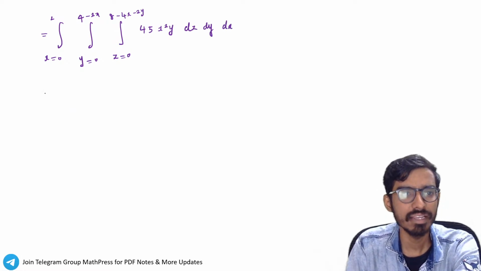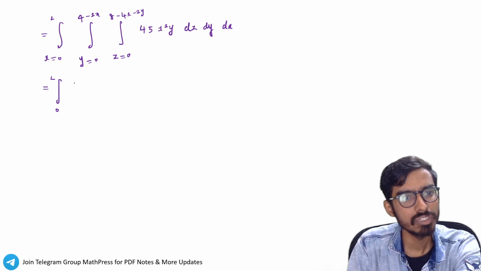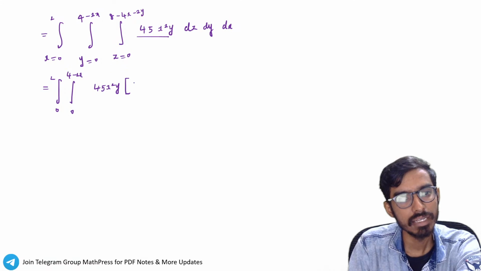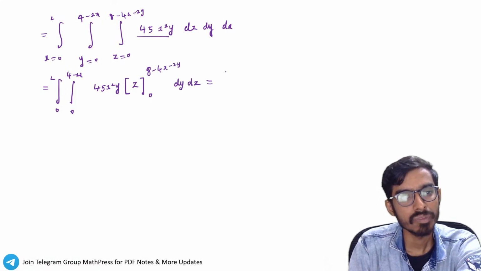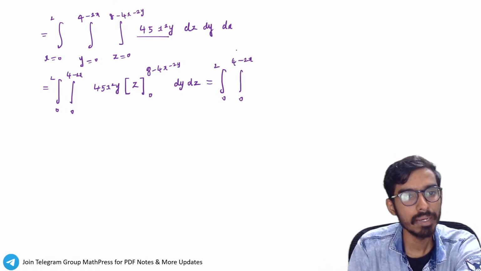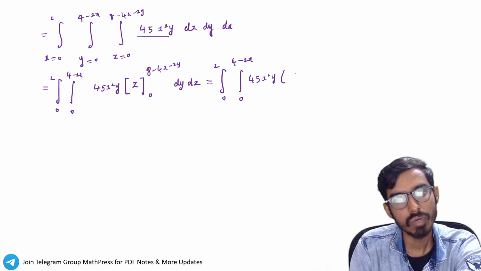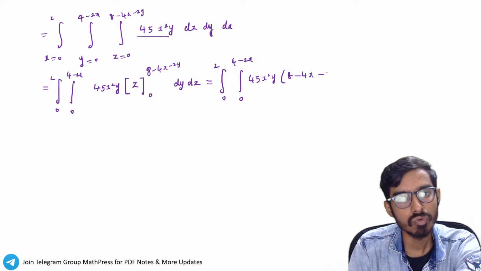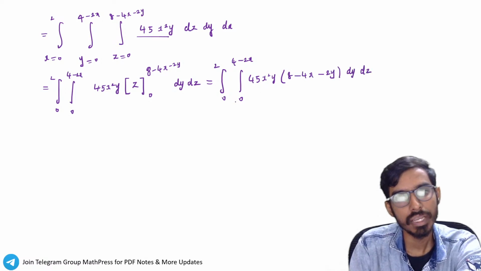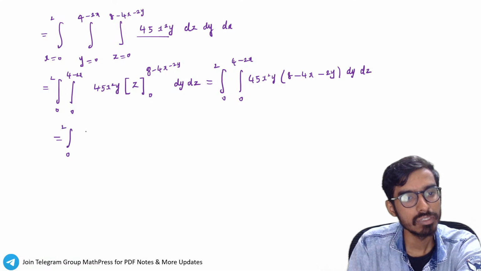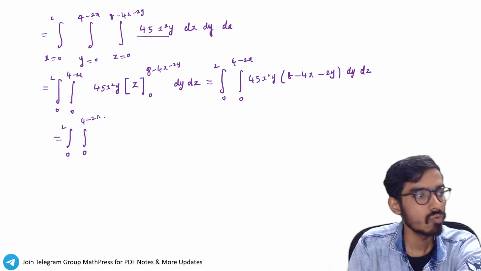Now you can easily integrate this, right? This will be x varies from 0 to 2, y varies from 0 to 4 minus 2x. With respect to z, that means 45 x square y is constant. So integration of z is z. So 0 to 8 minus 4x minus 2y, dy dx. So this will be 0 to 2, 0 to 4 minus 2x. So upper limit will be 45x square y into 8 minus 4x minus 2y dy dx.